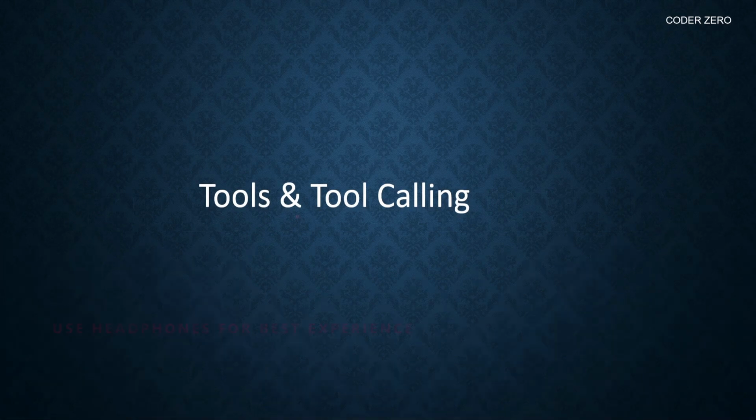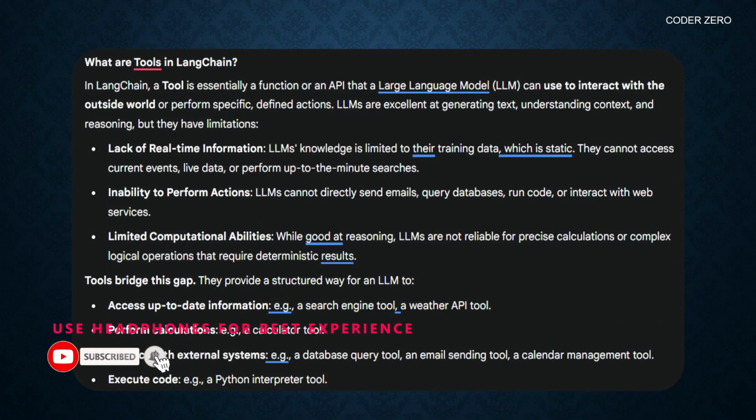Today we'll be talking about tools and tool calling. So what are tools in LangChain? Generally, LLMs are excellent at generating text, understanding context, and reasoning, but they do have limitations. They lack real-time information because an LLM's knowledge is limited to its training data. They don't have any ability to perform any kind of action. They cannot send emails, query a database, run code, or interact with any kind of services. They also have limited computational abilities. That means we cannot use LLMs for precise calculations or complex logical operations.